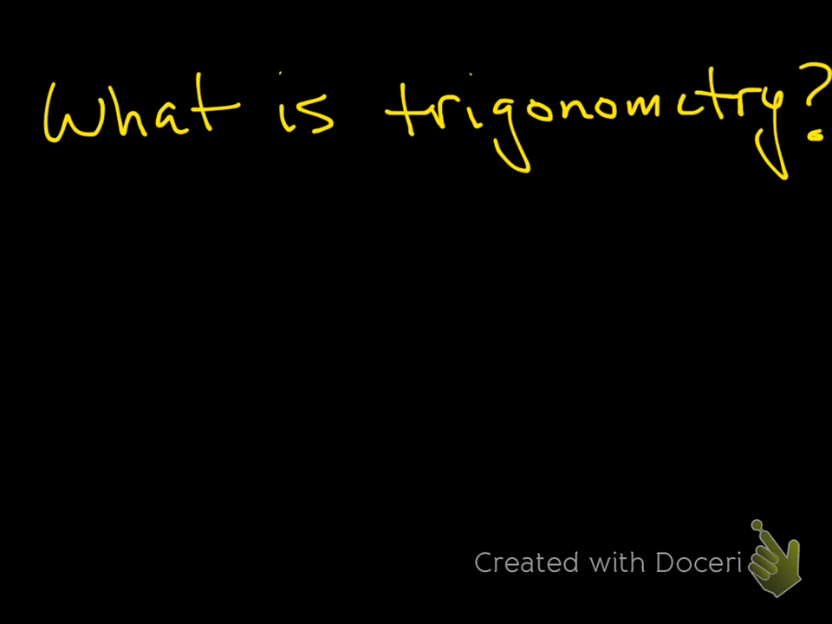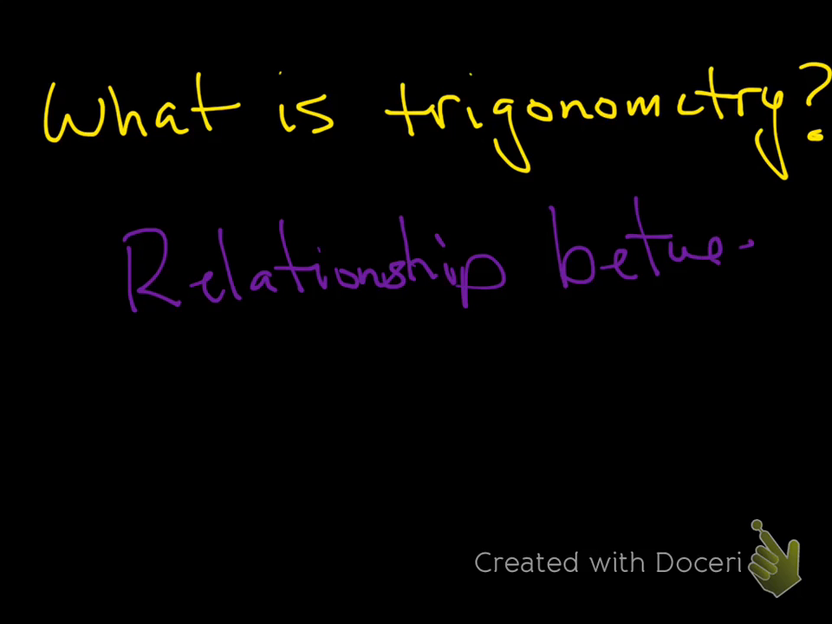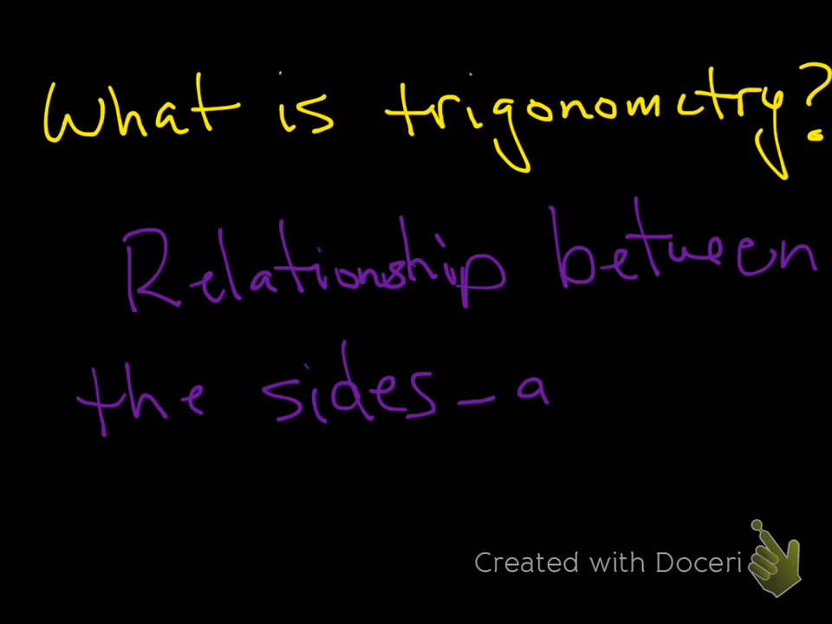Okay, so I asked a question in the last video, what is trigonometry? Basically, trigonometry just deals with the relationship between the sides and angles of triangles. What we're going to be dealing with is right triangles. You can do it without right triangles, but with basic trig, we're just doing right triangles, the sides and angles of right triangles.